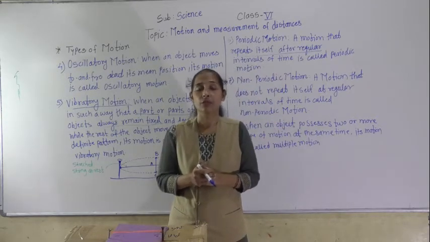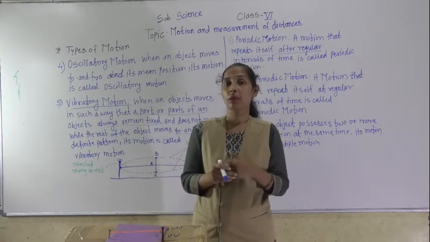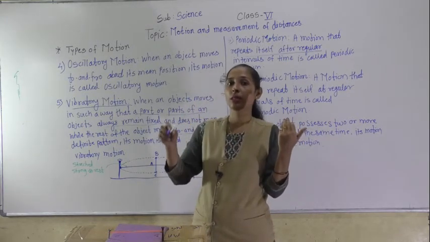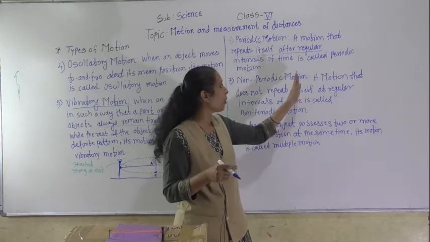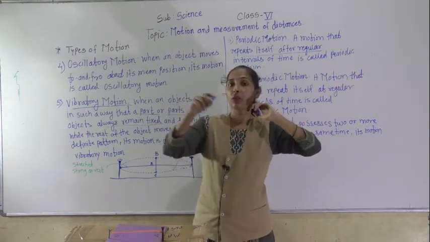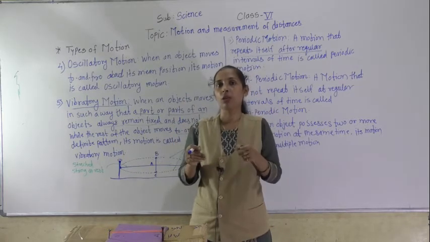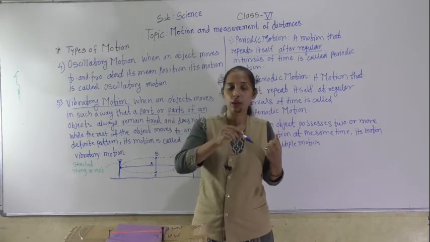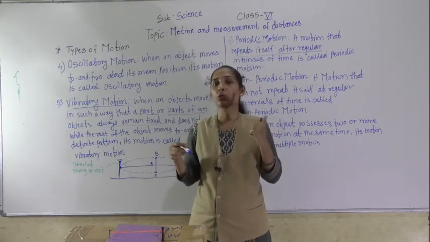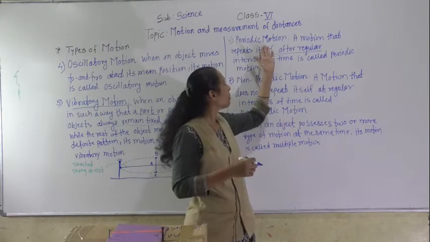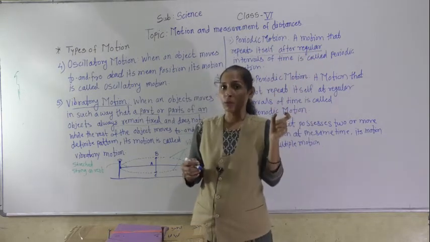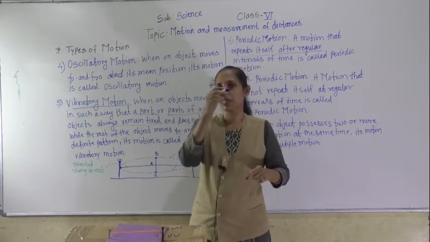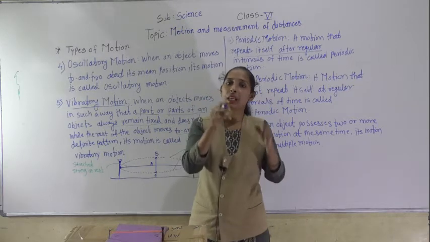The first example we will discuss is the motion of the earth around the sun. The motion the earth is showing around the sun is nothing but what? Periodic motion. After 1 year, one round around the sun is completed by the earth, and again after 1 year it completes its motion around the sun. That is periodic motion. The swinging pendulum in a clock is also showing periodic motion. After a certain period of time, it comes back to its normal position.